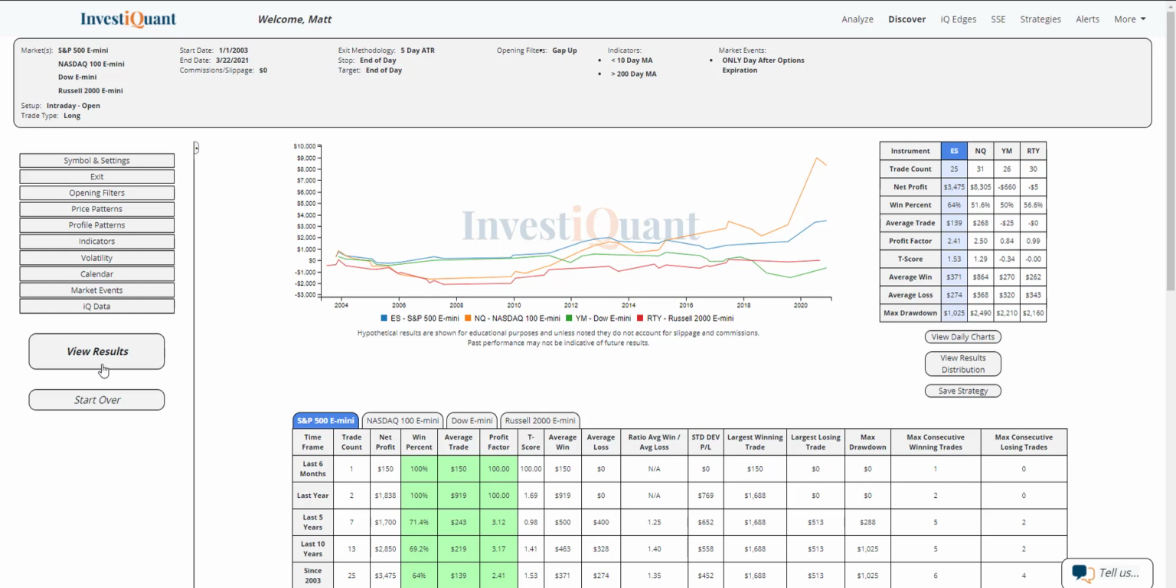So overall, I'm not seeing a real strong edge. For whatever reason, the S&P has been a little bit stronger than the others, but it's not like this day has a very consistent edge in one direction or the other that is being seen across all four instruments.